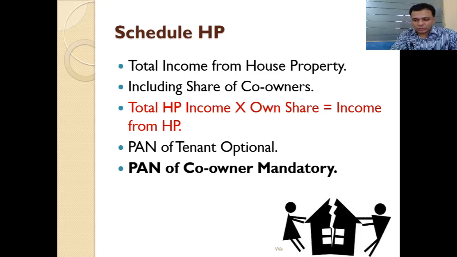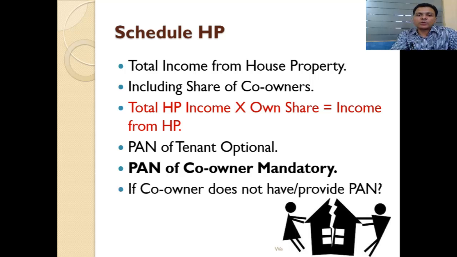Each co-owner has to give the PAN of the co-owner also mandatorily. What about if the co-owner does not have PAN or does not provide PAN? Now sometimes the co-owners may not be even on speaking terms, what to say of sharing their PAN. What is to be done? But the department has not given any relief, so some representation needs to be given to the department to relax this, because it may be a genuine problem in many cases. But as of now, this is mandatory and please try and get it.